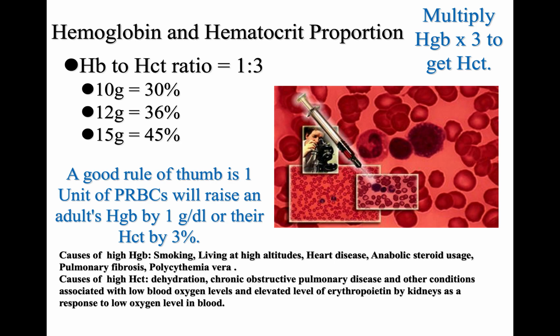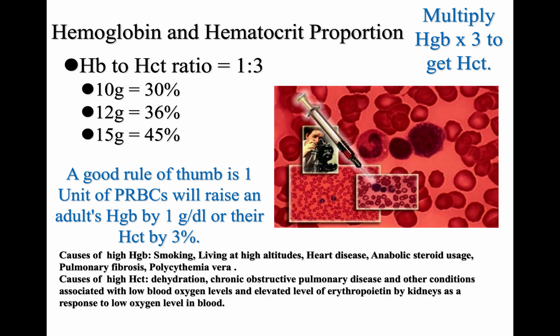Hemoglobin and hematocrit proportion. Multiply hemoglobin times 3, and you usually have the appropriate hematocrit. So if we have a 10 hemoglobin, we have a 30% hematocrit. A 12, a 36. 15, again, would equal the 45% multiplied by 3. A good rule of thumb is 1 unit of packed red blood cells, that's what that P means, packed red blood cells, will raise an adult's hemoglobin by 1 or their hematocrit by 3.